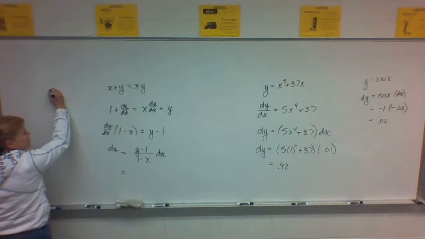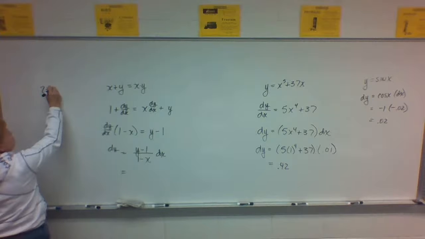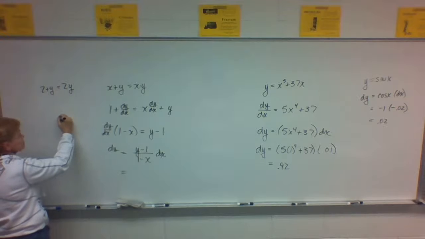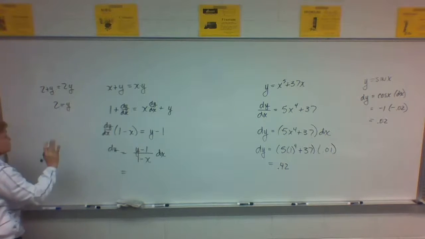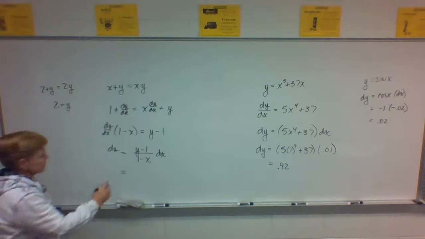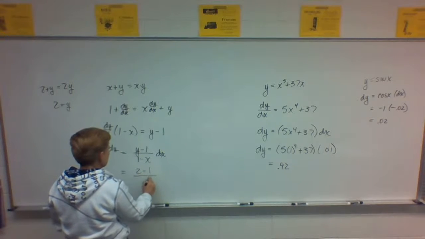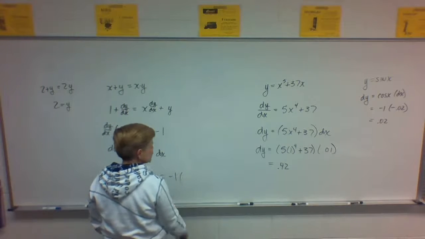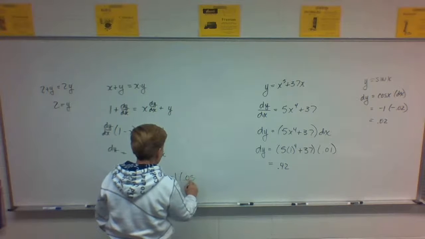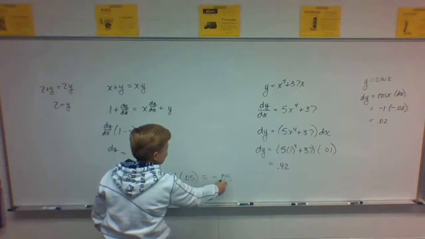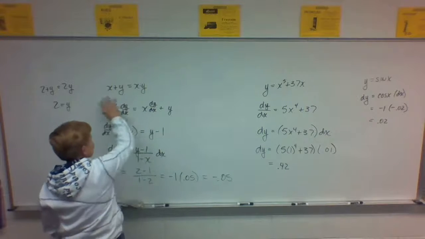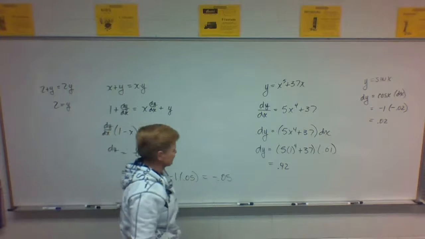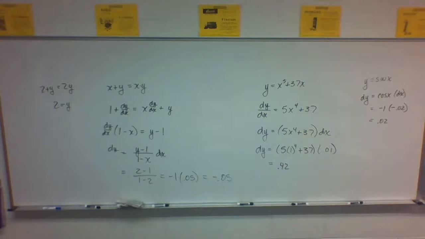X is what? 2. So I have 2 plus y equals 2y. Right? Plug it in here, you get minus 1 over 1 minus 2. That's -1. Times dx, which was 0.05? So we get a drop of 0.05 in this function when we move to the right 0.05. We drop the same amount we went to the right at that point.